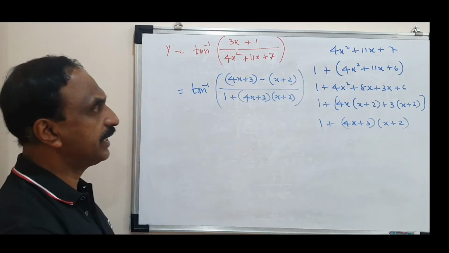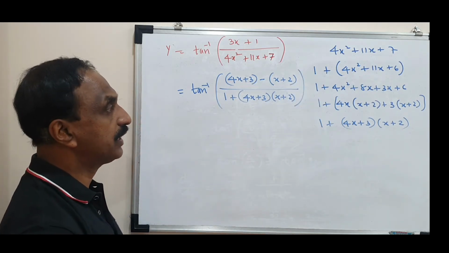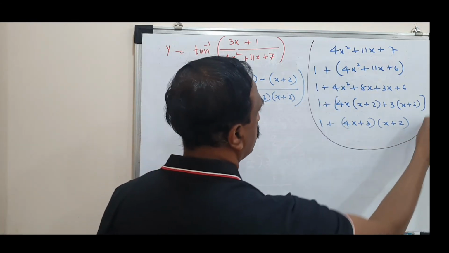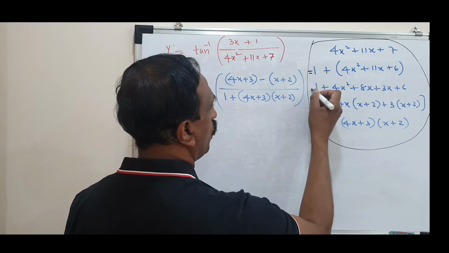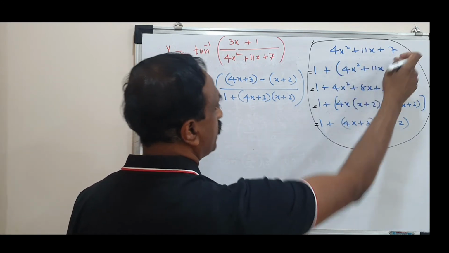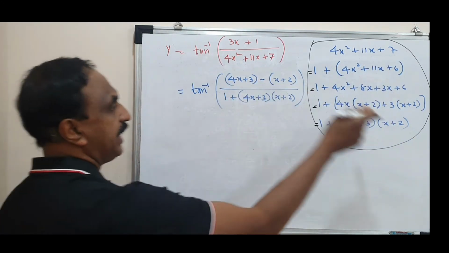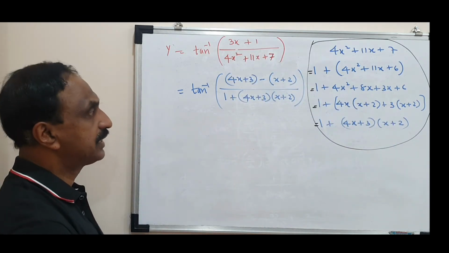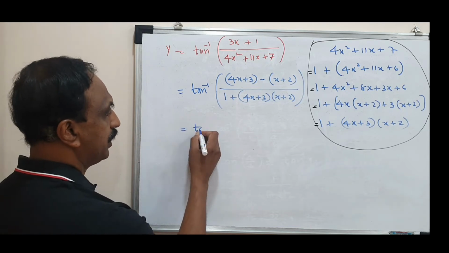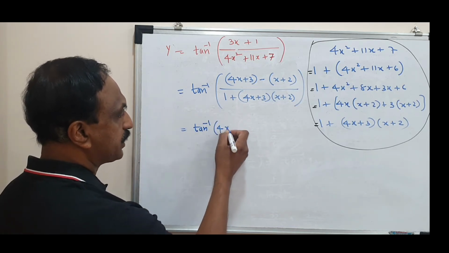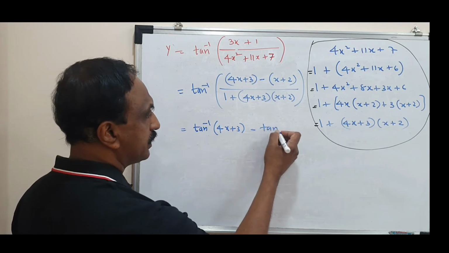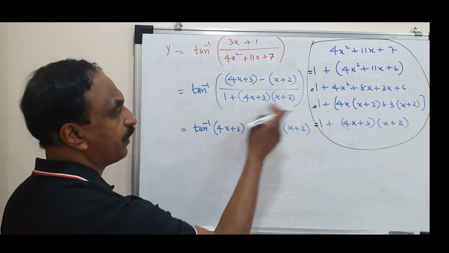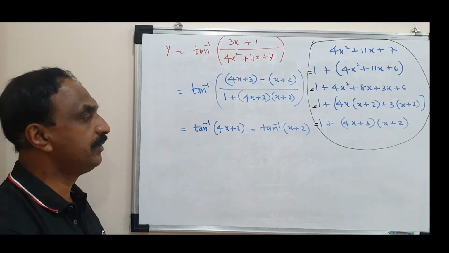From where did you get this idea? From what we have just calculated above. So from this part, we are able to justify. They are all equal. So instead of this, I have replaced this. And their difference is your 3x plus 1. Now we can write this as tan inverse of 4x plus 3 minus tan inverse of x plus 2, by our formula: tan inverse a minus b upon 1 plus ab is tan inverse a minus tan inverse b.